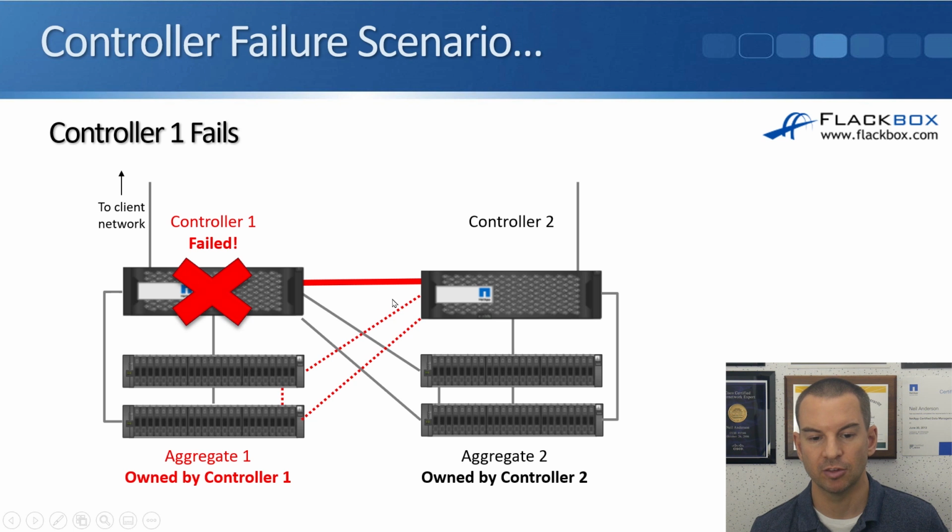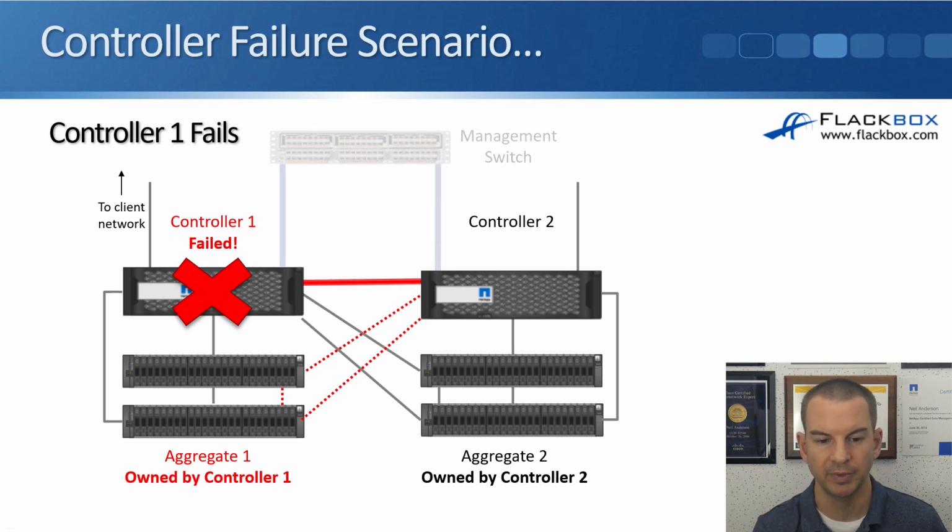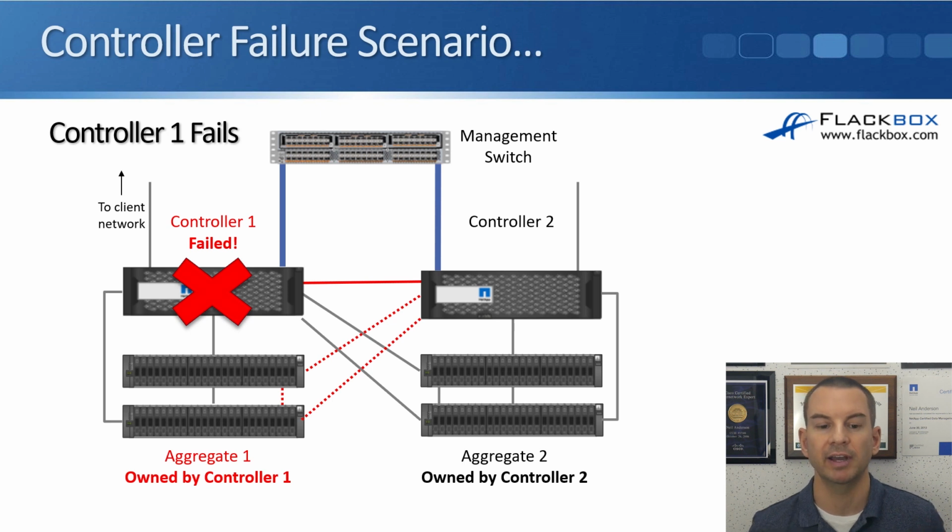of their HA partner. With traditional high availability, if controller 1 fails, then controller 2 is going to realize that because it's going to stop getting keep alives across the HA connection. The other way that it can realize it is that the service processor in controller 1 can signal over to controller 2 to let it know that controller 1 has had a failure and that controller 2 needs to take ownership of its disks.